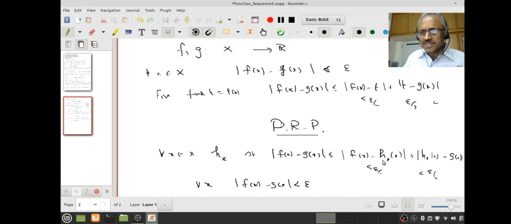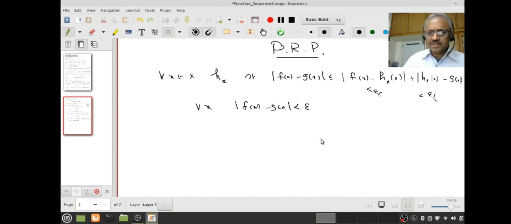Okay, this h(x) is your curry leaf, curry patta. I just used it to get this inequality. For each x I can do that. Therefore for each x I proved |f(x) - g(x)| is less than epsilon. That means for every x I have proved it. Yeah, for all x I have proved it. You understand? Okay, please again pause, review.